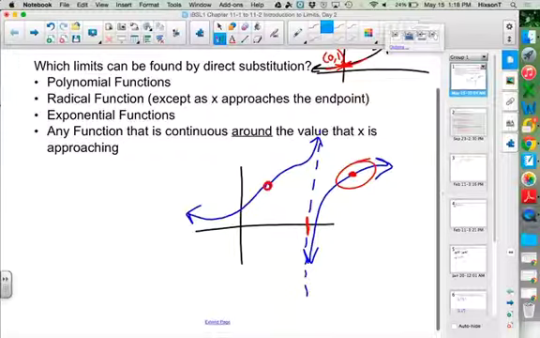Okay? But if we're approaching a point that isn't involved in a hole or an asymptote, and isn't an endpoint like with our radical, we can just plug it in. Okay?